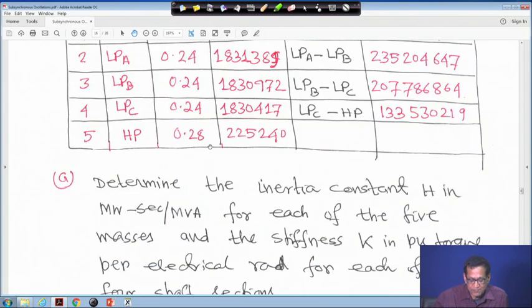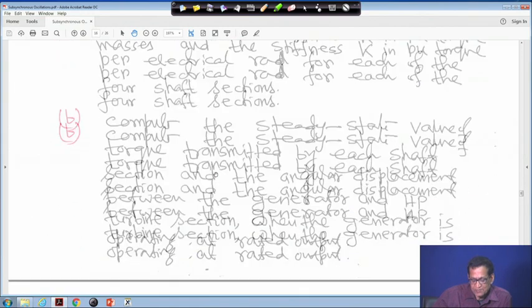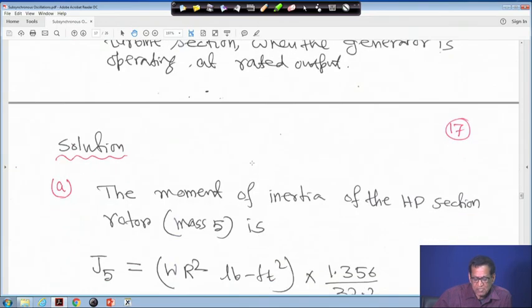You have to determine the inertia constant H in megawatt second per MVA, that is in second, for each of the 5 masses, and the stiffness K in per unit torque per electrical radian for each of the 4 shaft sections. And B, compute the steady state value of torque transmitted by each shaft section and the angular displacement between the generator and the high pressure turbine section when the generator is operating at rated output. So, these two things. Now, solution.